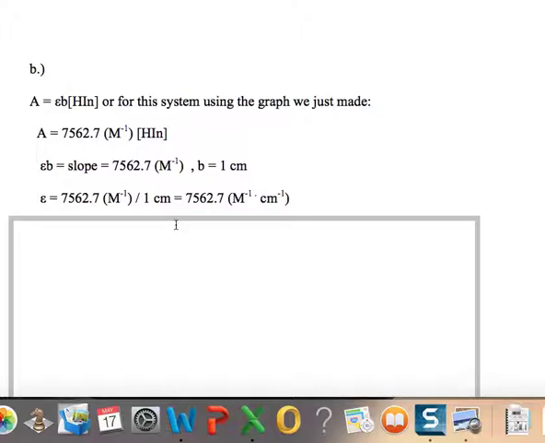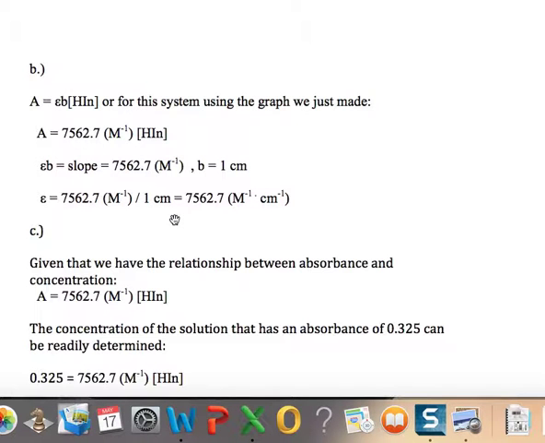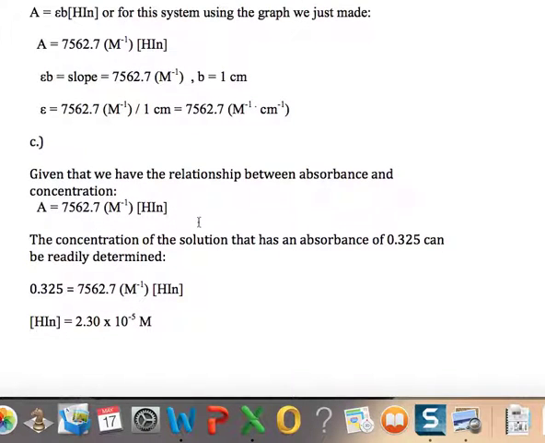Often, this is done in a laboratory where we're trying to find unknown values. We set up a Beer's law plot and then measure unknown values. So the third part of our question is, if we have this relationship that we've determined between absorbance and concentration of our indicator, and we have an unknown solution whose concentration we want to know, but we can measure the absorbance, we can relate that back to the concentration.